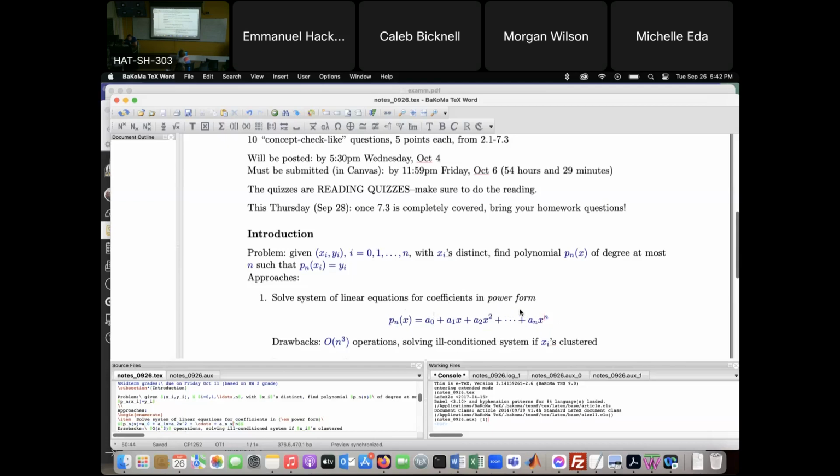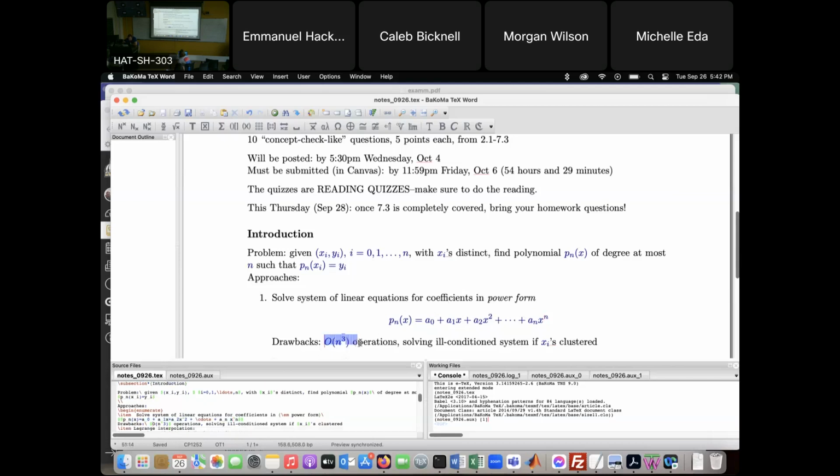The matrix of that system is called a Vandermonde matrix. As I mentioned before, there are a couple of drawbacks to that approach. This is more expensive than necessary, n cubed floating point arithmetic operations. We can do better than that; n squared is possible. Also, if the x values happen to be clustered closely together, the system of equations to solve is ill-conditioned, which could lead to undue errors in the results. So we didn't really bother with this one.